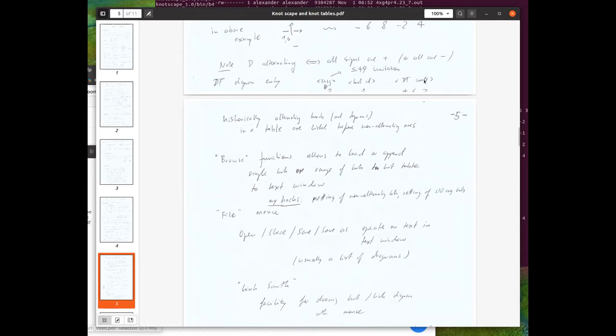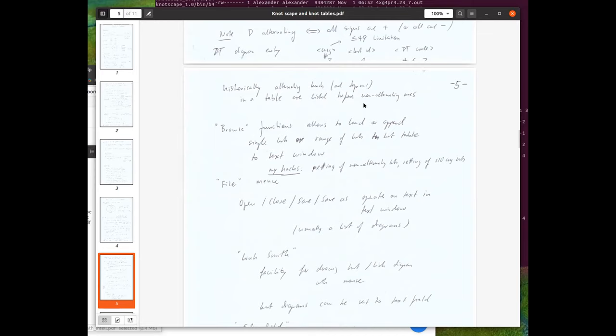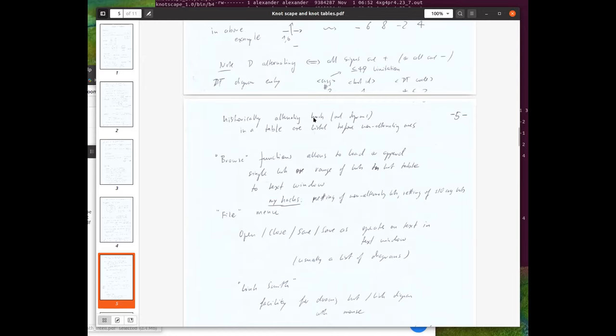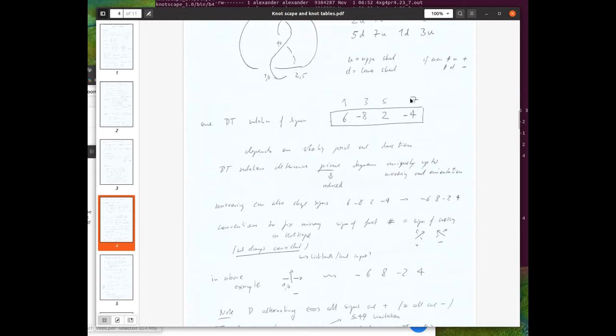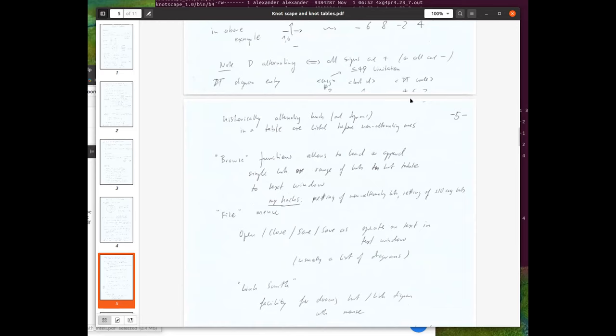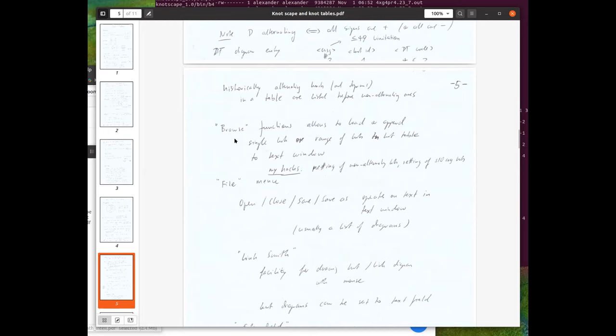And I should say that historically alternating knots in a table are listed before the non-alternating ones. So if you have tables made by these people, always first come the alternating knots. So this means the alternating diagrams, and only then came the non-alternating ones. So I have used this somehow to change the behavior of this browsing function for the table.